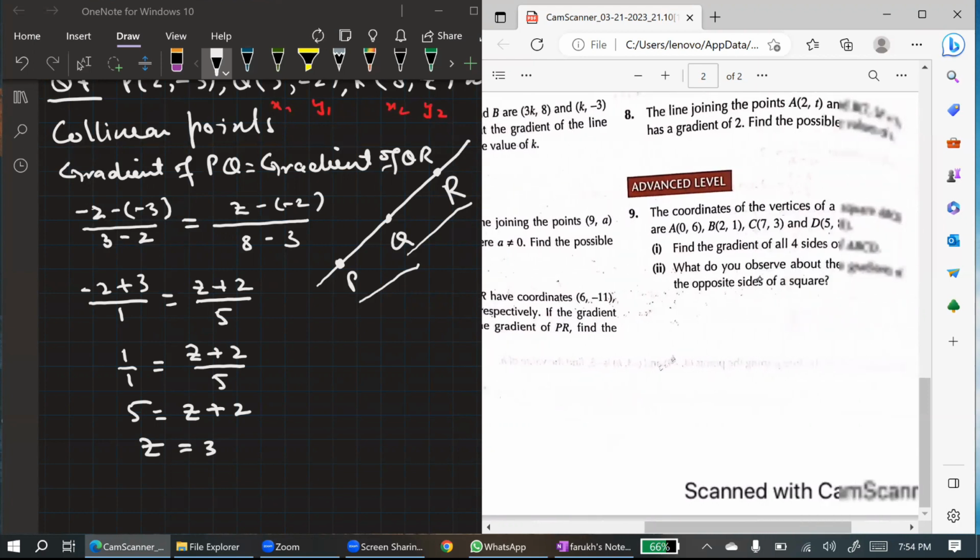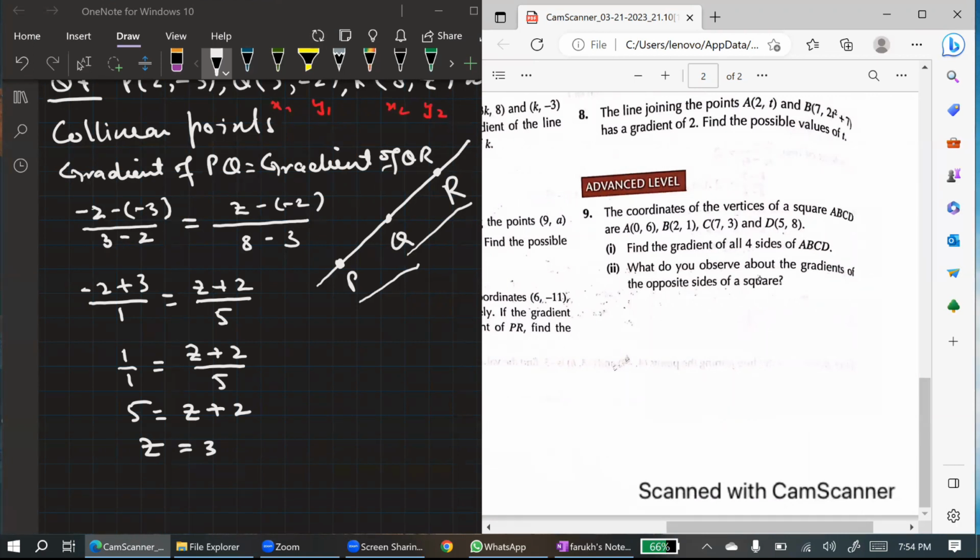Question number 9. In question number 9, the coordinates of the vertices of a square ABCD, A, B, C, and D are given. Find the gradient of all the 4 sides of the square ABCD. Now, first of all, we will sketch this one. A, B, C, and D. The sketch is very important because when we sketch ABCD, then we will come to know about the sides of the square, that AB is the side, BC is the side, CD is the side, DA is the side, and AC is not the side.